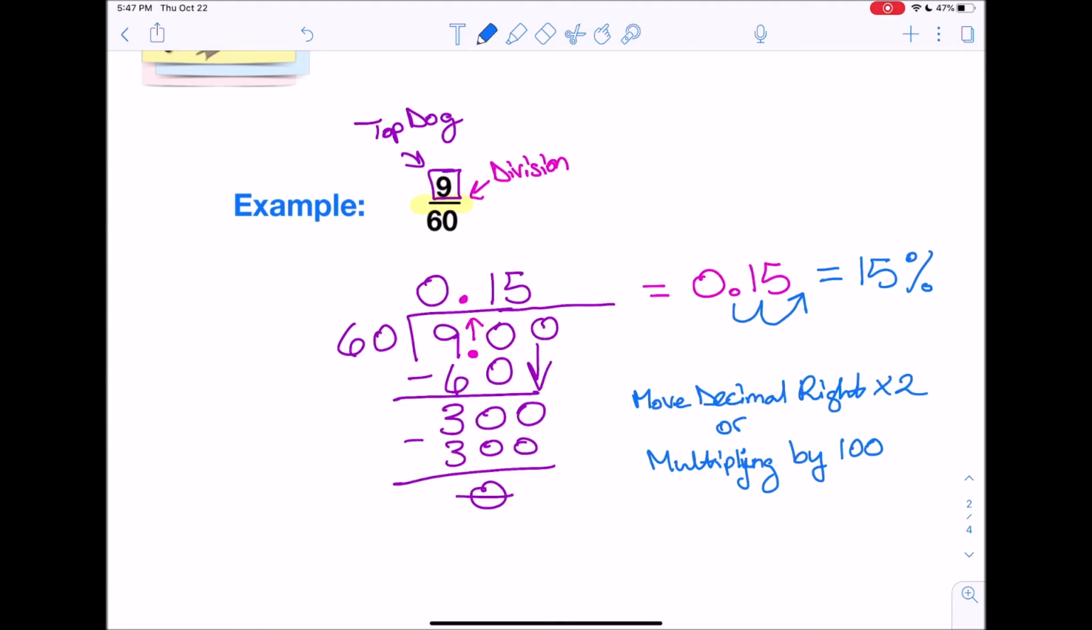Now, a lot of people like to just remember moving the decimal to the right 2 times, but you should know why you're doing that, why that works, and what you're actually doing mathematically. You're multiplying by 100 to get that percent. It should be easy to remember because percent is out of 100, so you multiply by 100 to get the percent.